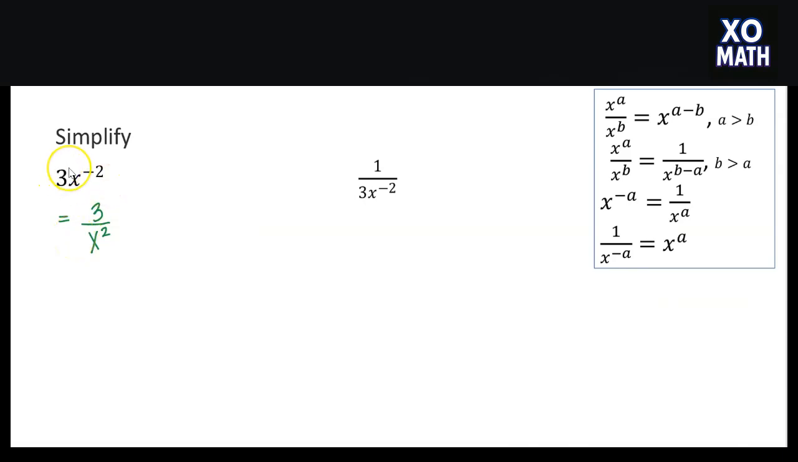The 3 already has a positive exponent. That's 3 to the 1st. So the 3 stays in the numerator. It is not attached to the exponent negative 2.